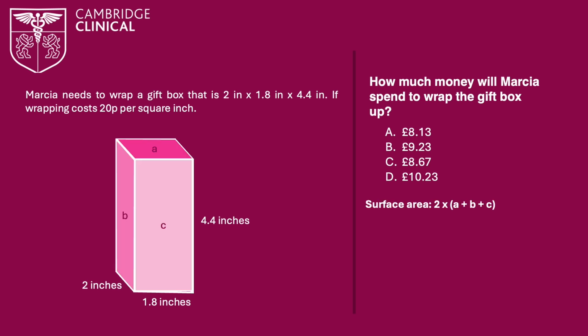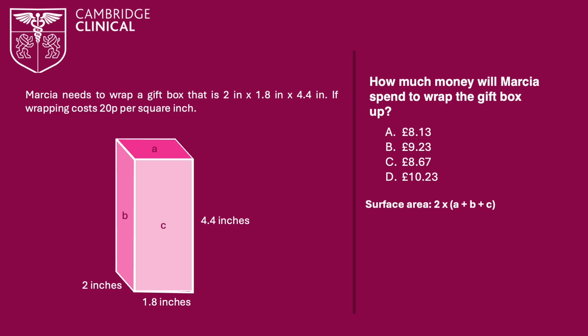Alright, so Marcia needs to wrap a gift box, and we're told its dimensions are 2 inches by 1.8 inches by 4.4 inches. The question is asking how much money she will spend if wrapping paper costs 20p per square inch. To figure this out, we need to calculate the surface area of the box first.